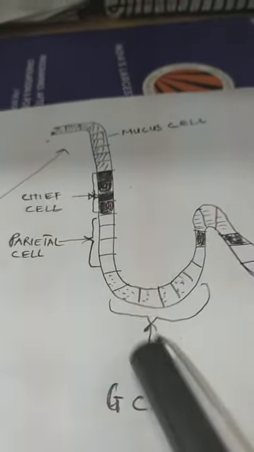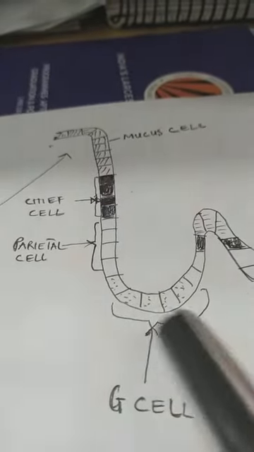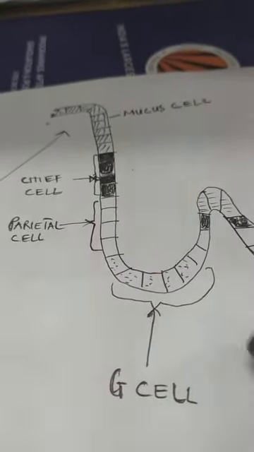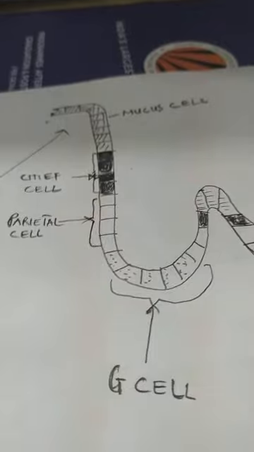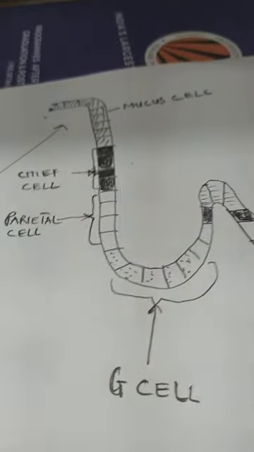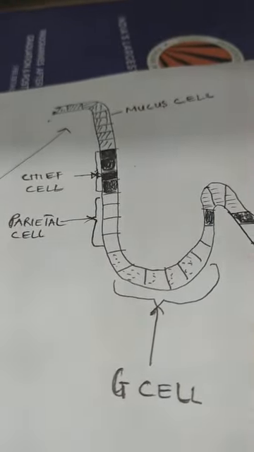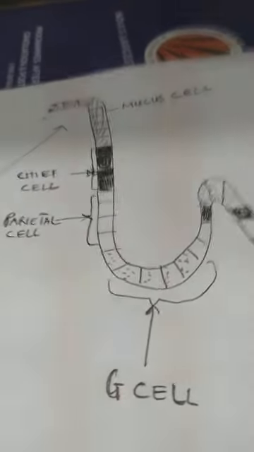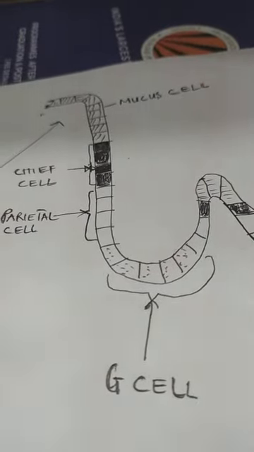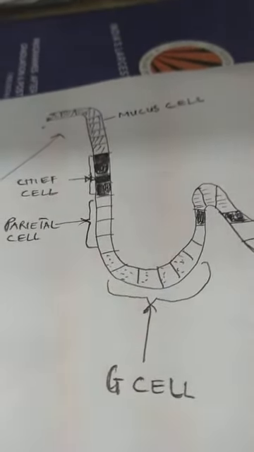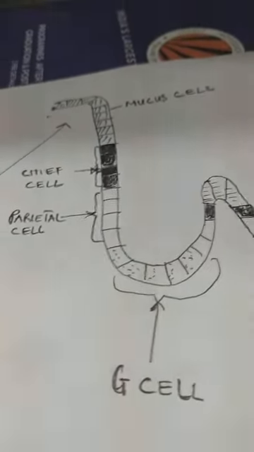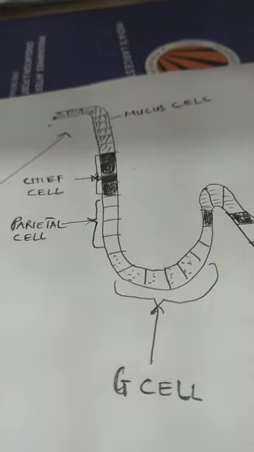At the very bottom of our stomach lining, we have another type of cell known as G cells. And G cells are also very easy to remember. As the name suggests, G cells secrete a special type of peptide hormone known as gastrin. And what gastrin does is it stimulates our parietal cell to release our hydrochloric acid. So that's the main function of our G cells.